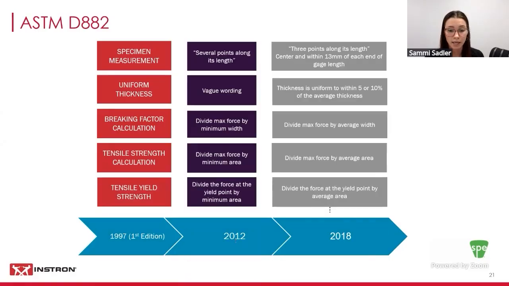And then lastly, subsections 12.3 and 12.6 were also revised, the tensile strength and the tensile yield calculation, to use the original average cross-sectional area as opposed to the original minimum cross-sectional area to stay consistent with how the modulus calculation is calculated.